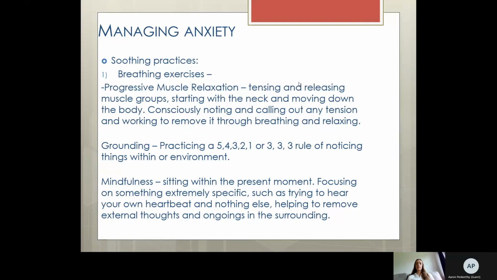Mindfulness as well, that's a great way to sit within the present moment, focusing on something really specific. For example, trying to hear your own heartbeat and nothing else can be helpful to remove any external thoughts going on. So mindfulness is quite a popular technique to really bring you into the present moment and focus on specific things one at a time. And we have lots of links and recommendations for mindfulness within our service that we can recommend and send out to you. So yeah, all of these ways are helpful just whilst you're in the daytime, you're waiting for your set worry time allocated slot, just to take your mind off those worries as they keep coming up throughout the day.